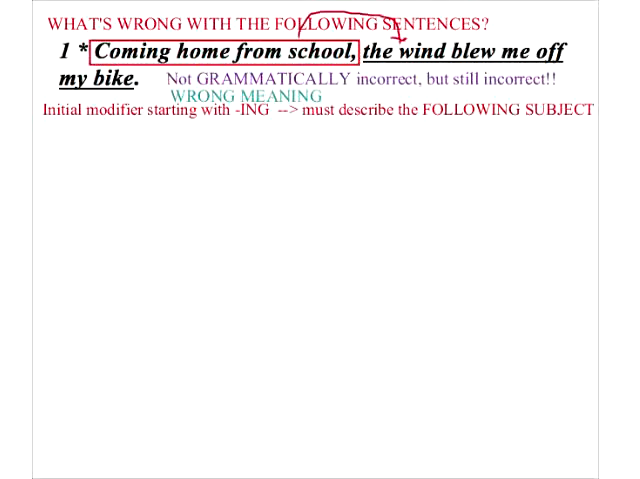Notice that this is not a grammatical error. It's an error in the sense that it doesn't make any sense, because the wind doesn't go to school. By the same token, it's illogical to say that the wind is coming home from school. Questions about this? Smiley face if this makes sense. Questions?